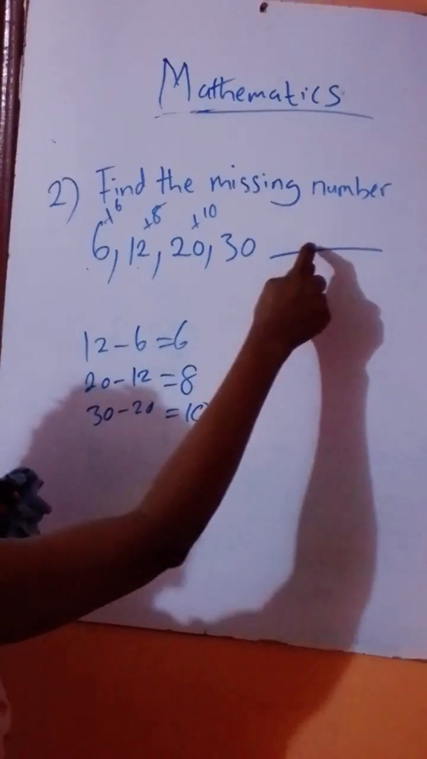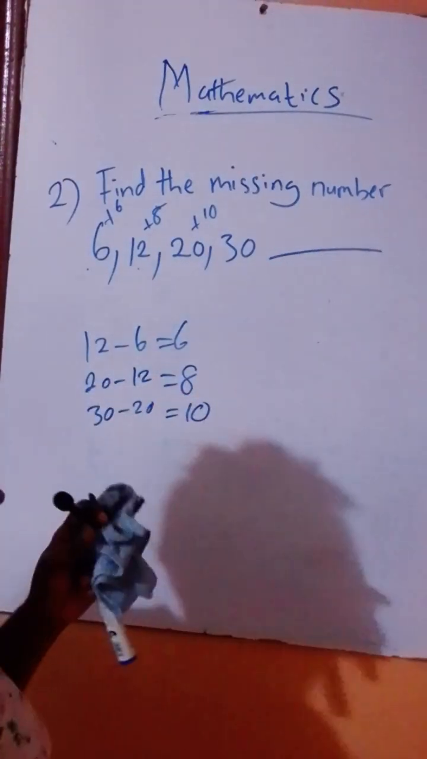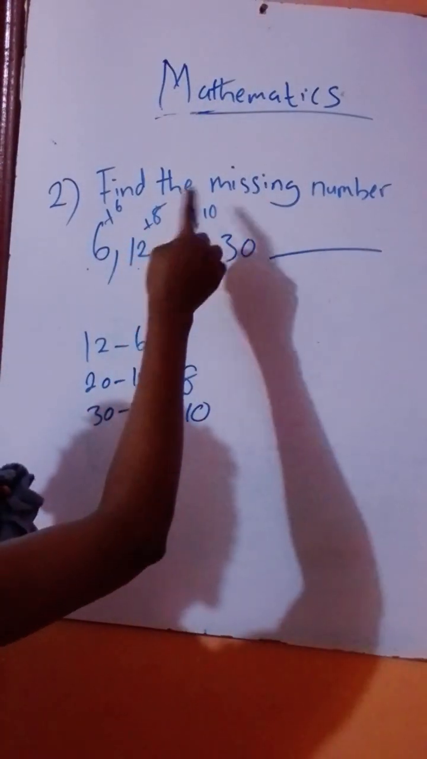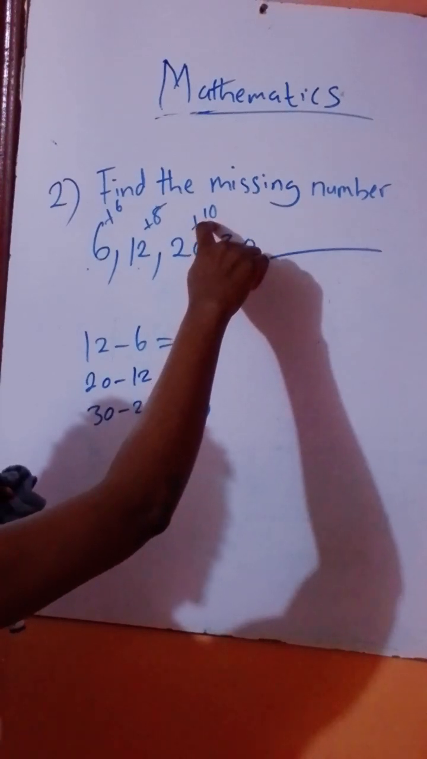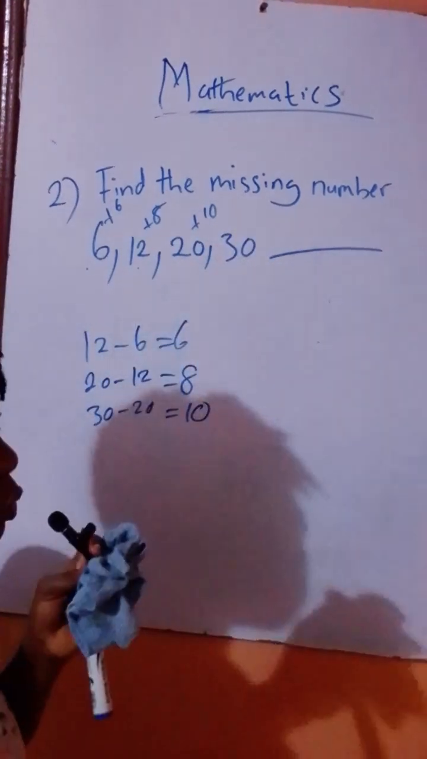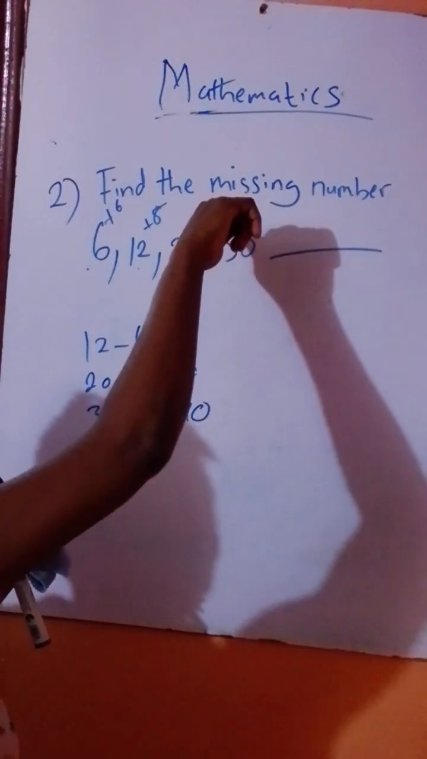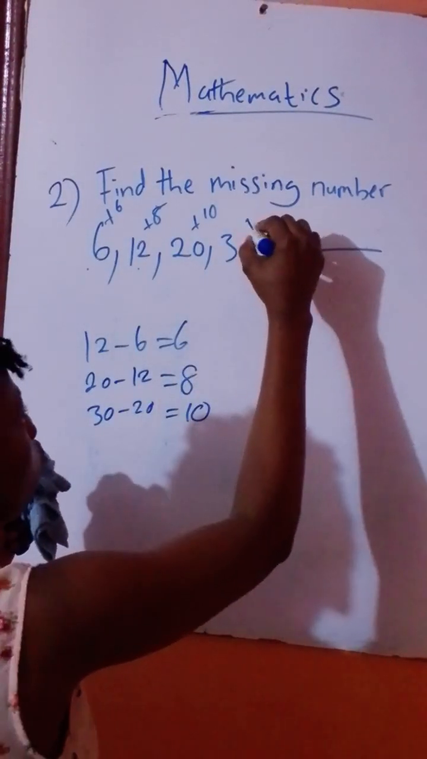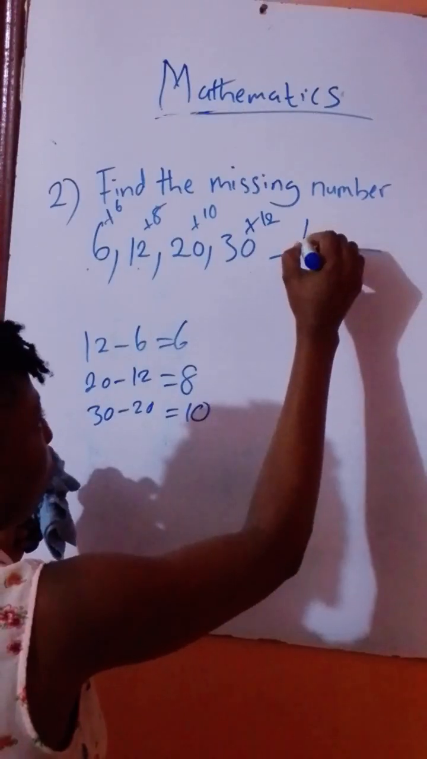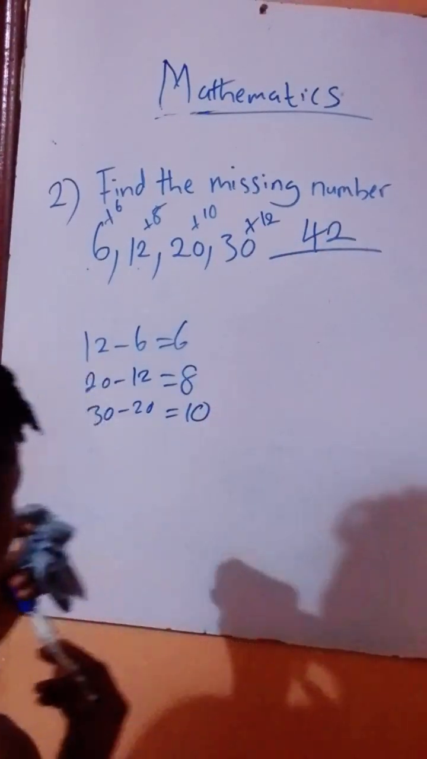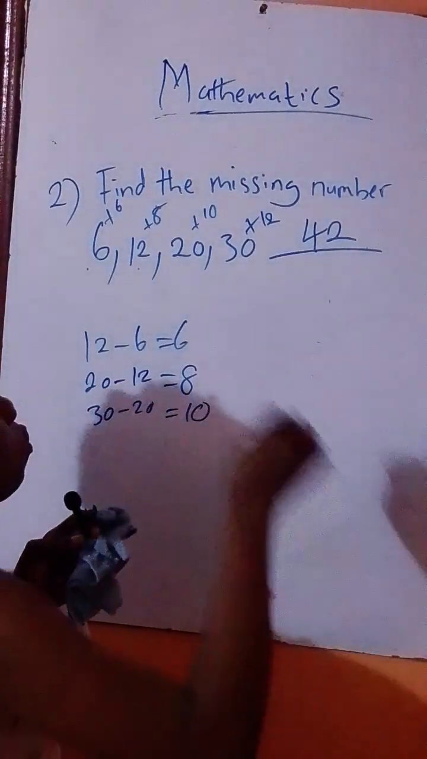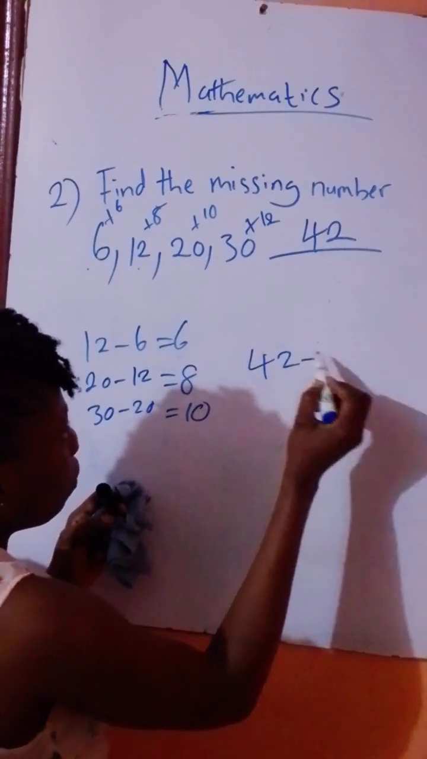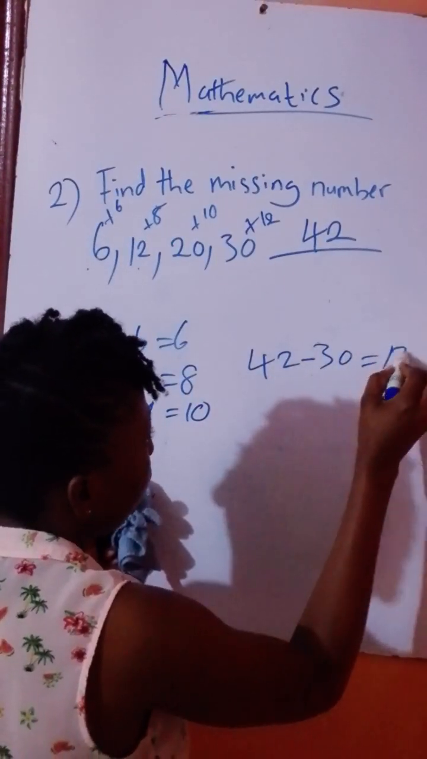What we are looking for, what comes next here? You see that the differences are increasing by 2. This is 10. The best thing we are going to do is add 2 to this 10, making it 12. That means plus 12 is going to give us 42, which is our answer. If you want to check whether this 42 is correct, you do 42 minus 30 is equal to 12.